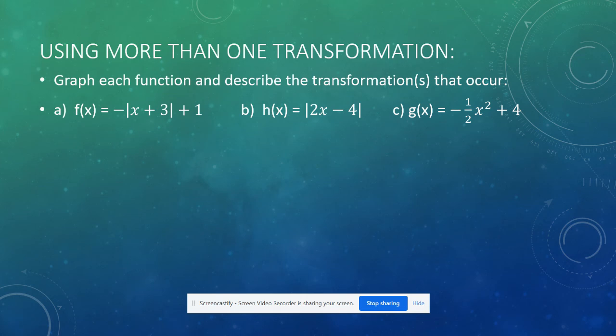So let's talk about the transformations that are occurring. One of the things we're going to ask you to do is be able to tell us this is the transformation that happened. This negative outside, not directly touching x, is an x-axis reflection. This is moving left 3 because remember it's opposite with the x's. And this is moving up 1.